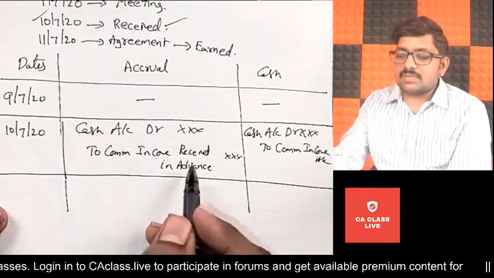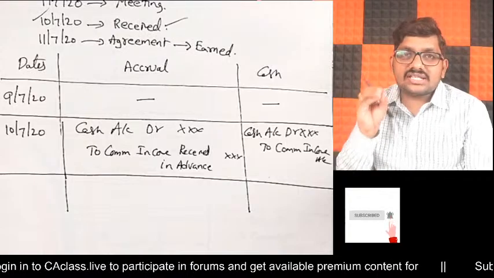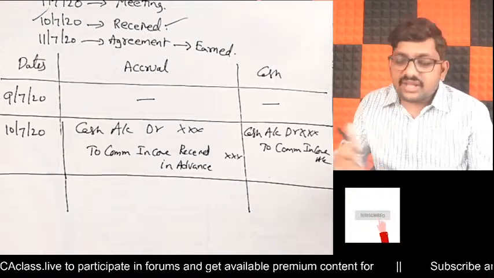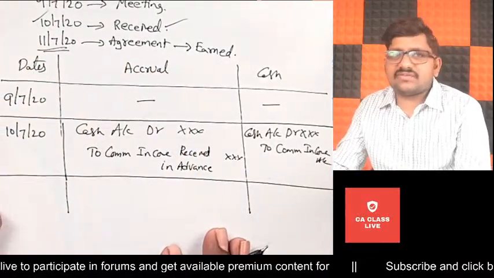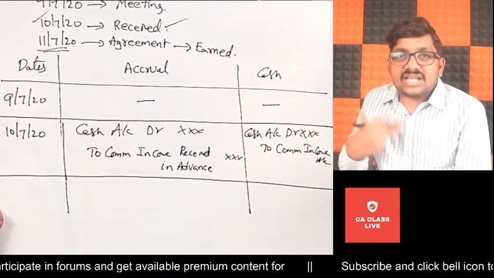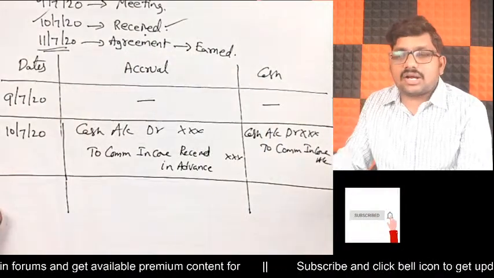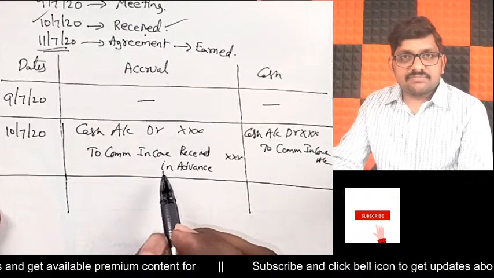So what is this commission income received in advance? A liability. Why is it a liability? Because you are receiving the money which you do not have the right to take. When do you get the right to take? On 11th of July, after the agreement has taken place, you have the right to take the money. But you are taking it much upfront. So on the day of receipt, it is not your money, still you are taking it. There is a chance for repayment. That's why you call it a liability, friends.